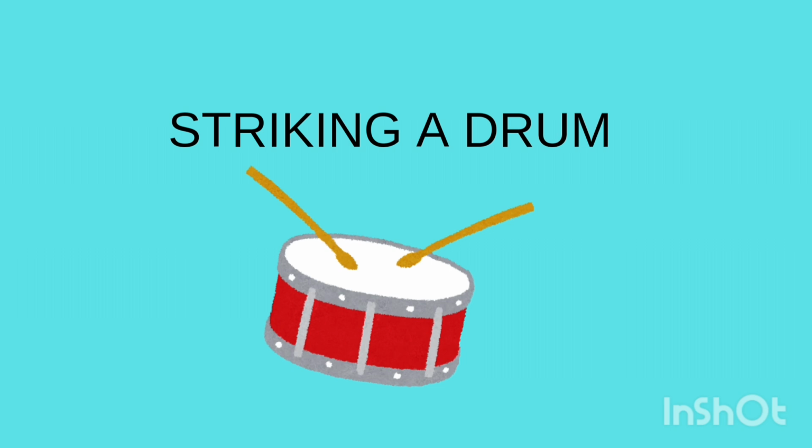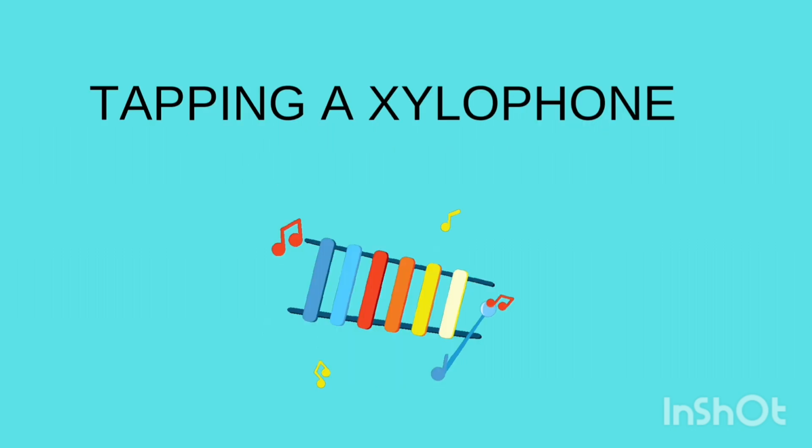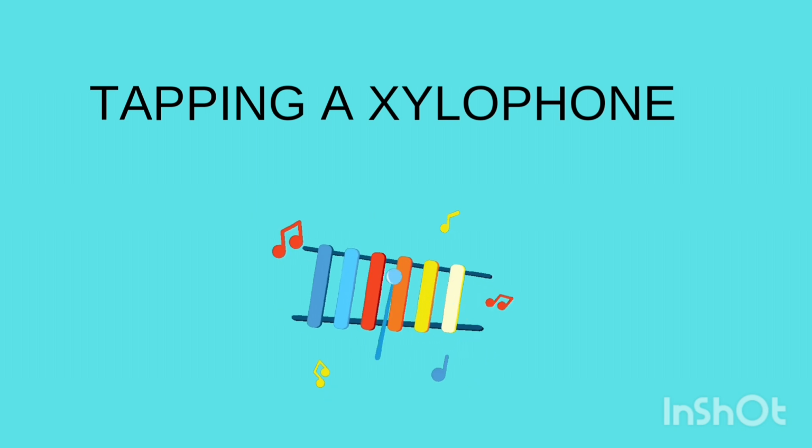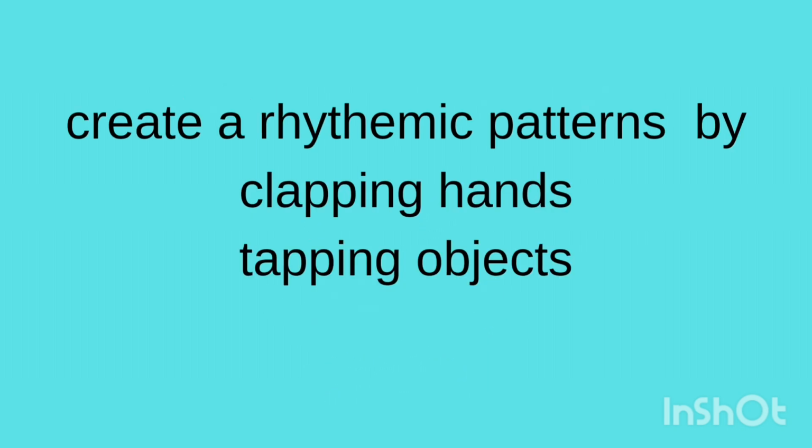Striking a drum is also a different activity. Tapping a xylophone is also a different activity for kids. And creating a rhythmic pattern by clapping hands and tapping objects.